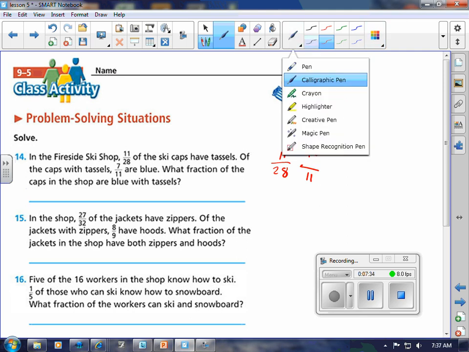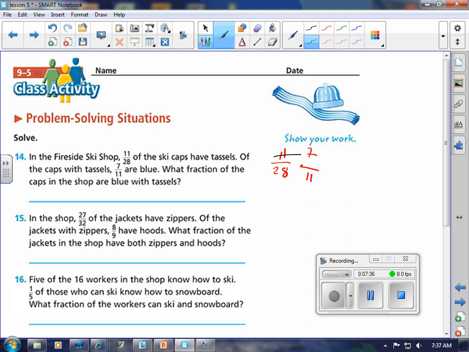When I work through this, I should notice right away I can actually get rid of these. They become a 1, and I get 7 over 28. Oops, not 21, 28. Sorry, guys. And then what I should know is that both of these can be divided by 7. 7 divided by 7 is 1. 28 divided by 7 is 4. So 1/4 of the caps have blue tassels. Blue and with tassels.